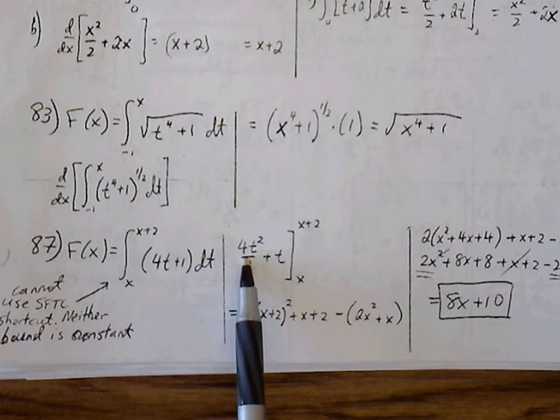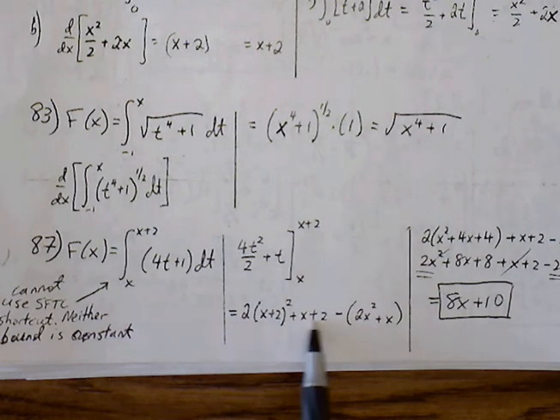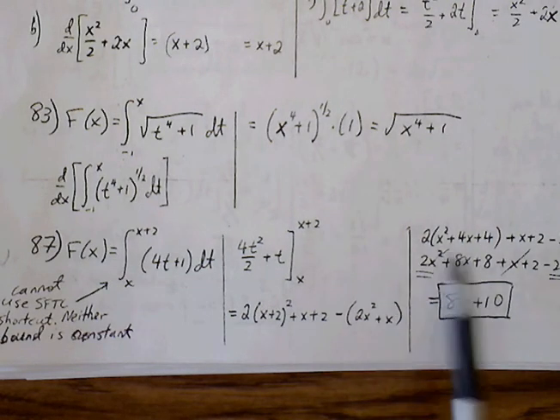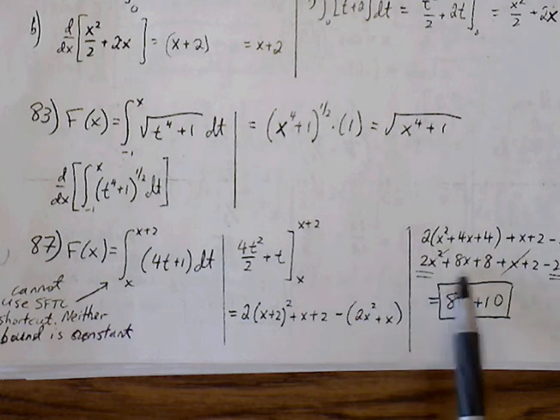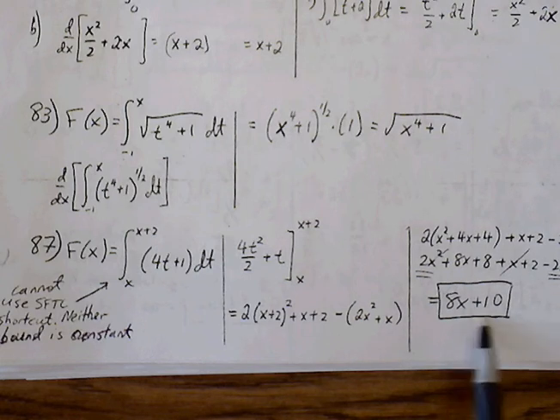So after we find the integral, plug the upper bound in, and then plug the lower bound in. So we're going to be left with 2x squared plus 8x plus 8, and everything cancels out to be just 8x plus 10.